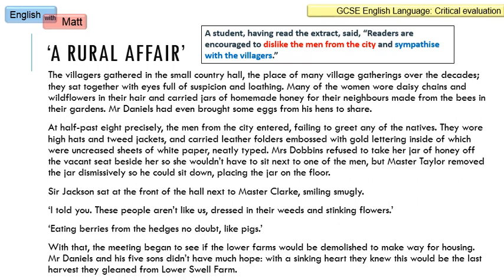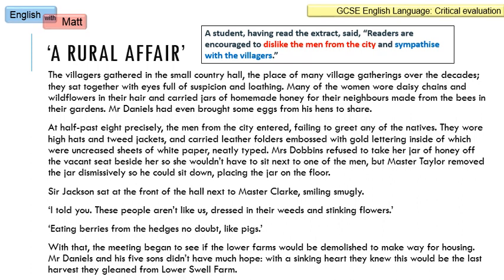"I told you, these people aren't like us, dressed in their weeds and stinking flowers. Eating berries from the hedges, no doubt, like pigs." With that, the meeting began to see if the lower farms would be demolished to make way for housing. Mr. Daniels and his 5 sons didn't have much hope. With a sinking heart, they knew this would be the last harvest they gleaned from Lower Swell Farm.